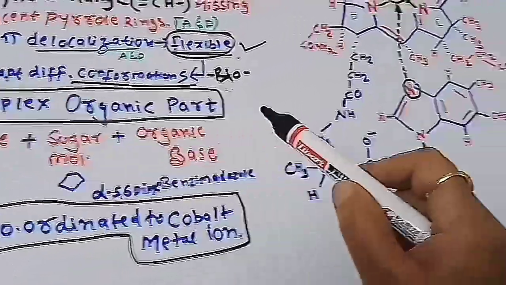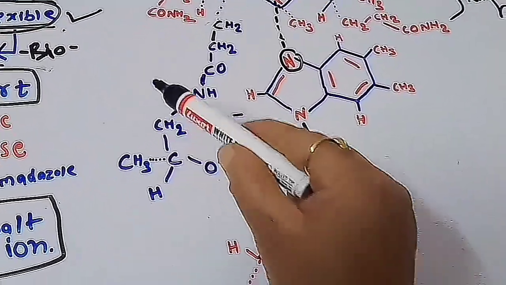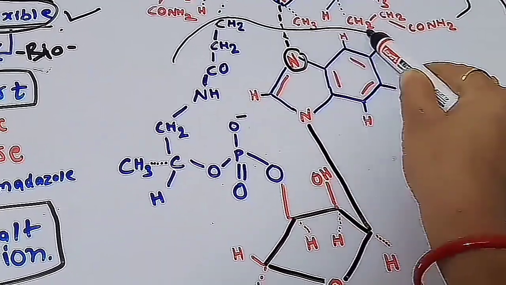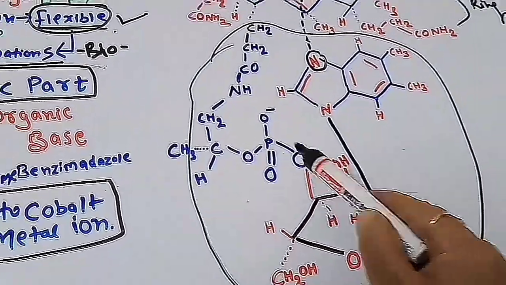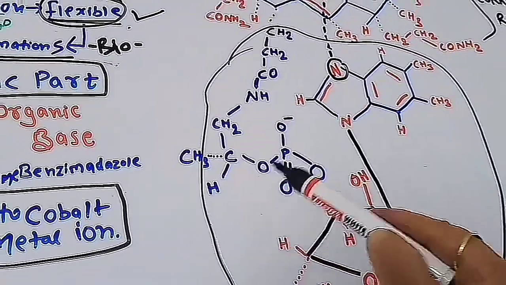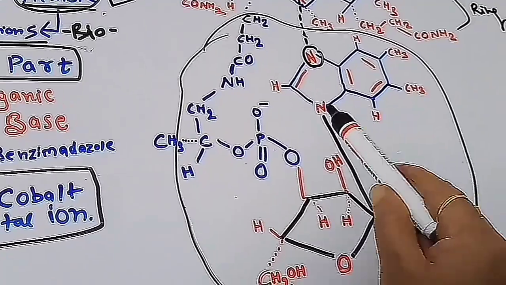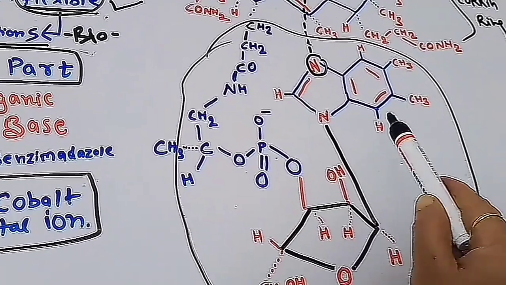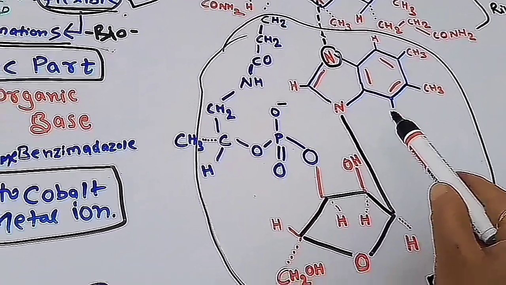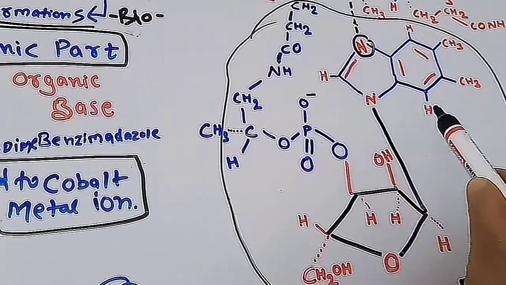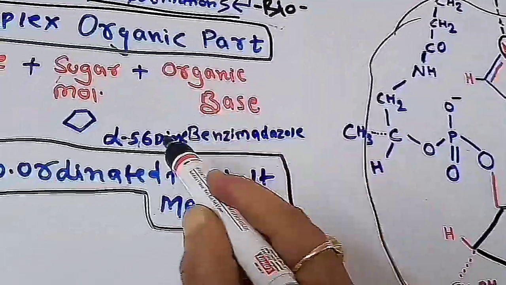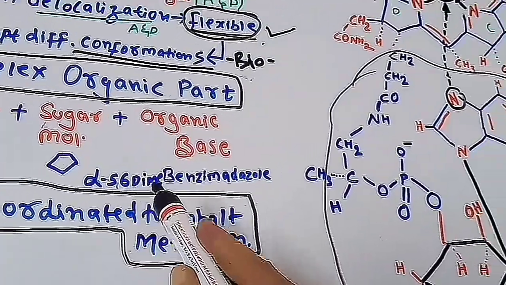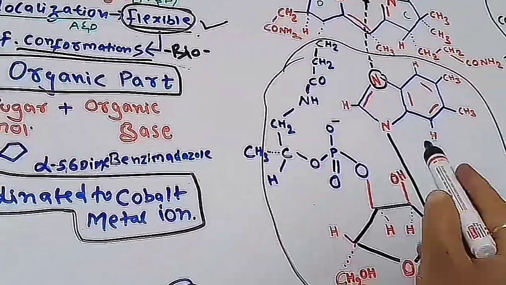So we can see the complex organic part. This whole is our complex organic part here. We can just mark it O here. So this is made up of a phosphate group, our sugar molecule, and a nitrogenous organic base, which is also known as benzimidazole. Here 2 methyl groups are present in this benzimidazole ring, so we can just name it as alpha 5,6 dimethyl benzimidazole.